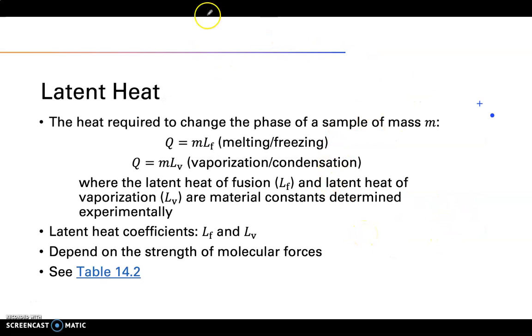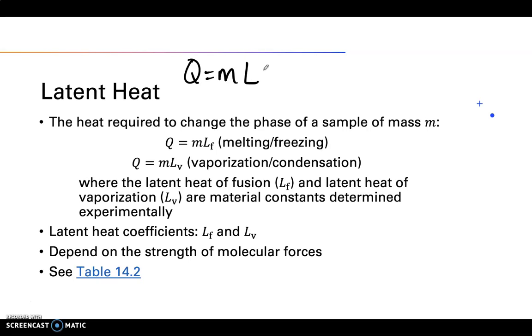The latent heat of fusion is for melting or freezing. I try to remember it as L sub F, freezing. So the freezing or melting point. And then the latent heat of vaporization is for vaporization or condensation. Again, L sub V, I try to remember vapor, gas, vaporization, L sub V, or condensation. And this is how you calculate them. Both of them are Q equals M times L. It's just a matter of whether you are using the latent heat of fusion or the latent heat of vaporization.